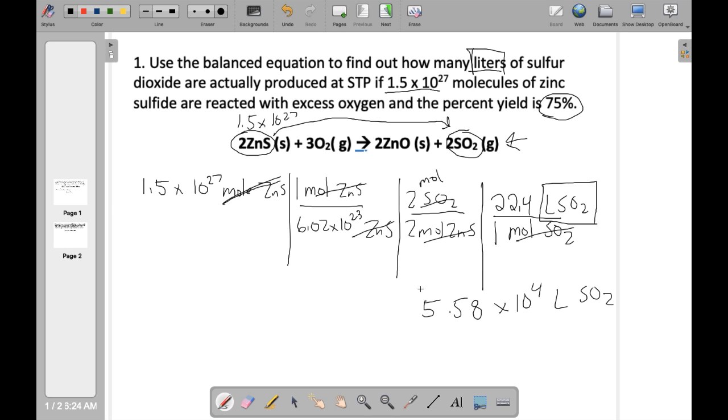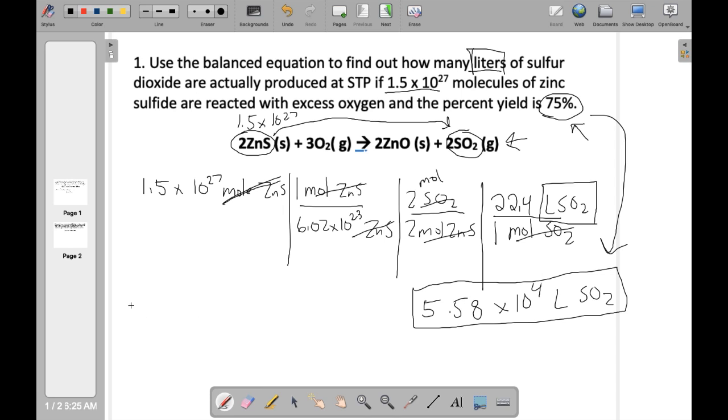Okay, but we're not done yet. This is the theoretical yield in liters of SO2. I've been given a percent. So in our other problems, we were given an actual yield. Instead, now I have this percent, so what do I do with that? Well, I know one thing. I didn't get this much SO2 when I did this experiment. I got 75% of this number. So whatever my answer is has to be less than this number.